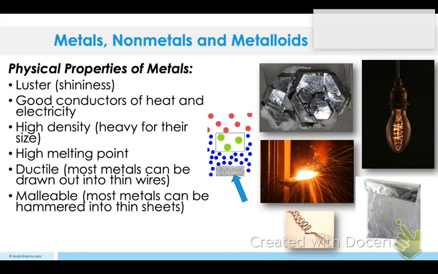They're going to be shiny, so they're going to have good luster. They're going to be good conductors of heat and electricity. They're going to have a high density, so they're going to be heavy for their size. They're also going to have a high melting point, and they're going to be ductile, so most metals can be drawn out into thin wires. They're also going to be malleable, so most metals can be hammered into thin sheets, like aluminum foil. Go ahead and pause here if you're still writing the physical properties of metals.